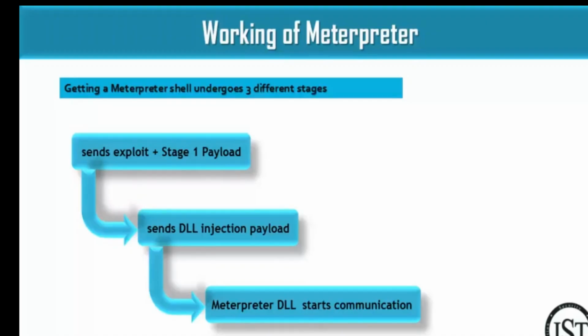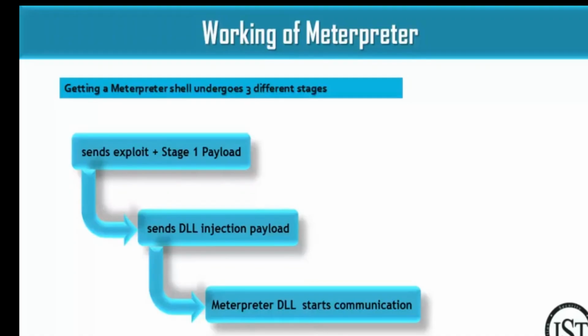Coming to the first stage, during stage 1, the exploit and payload are sent to the victim machine. During this time, if both the exploit and payload get executed, the victim machine establishes a reverse connection back to the framework machine where our Metasploit Framework console is running.